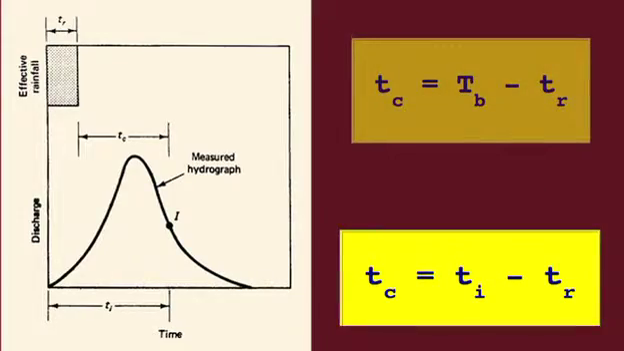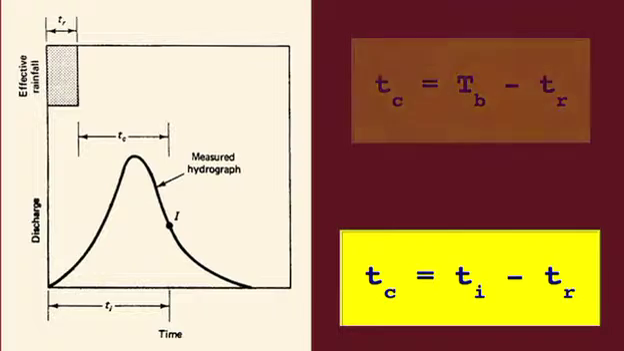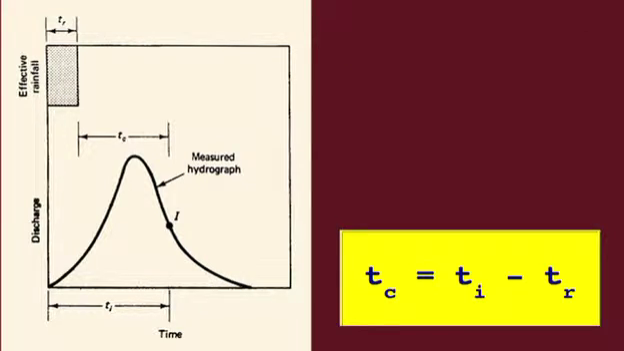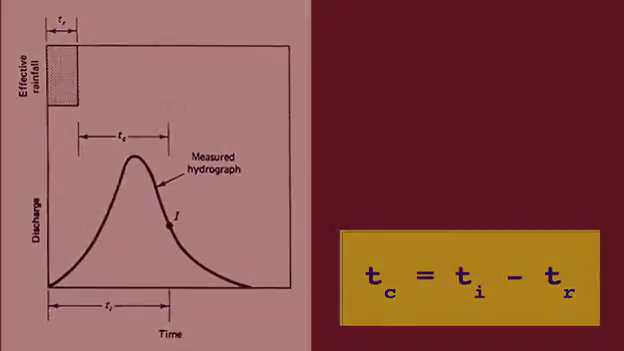Therefore, the time of concentration can be expressed as the difference between the times to point of inflection and end of rainfall, as follows, in which T sub I is the time to the point of inflection. Unlike the time base of a translated only hydrograph, the time to the point of inflection of a measured hydrograph can be readily ascertained.